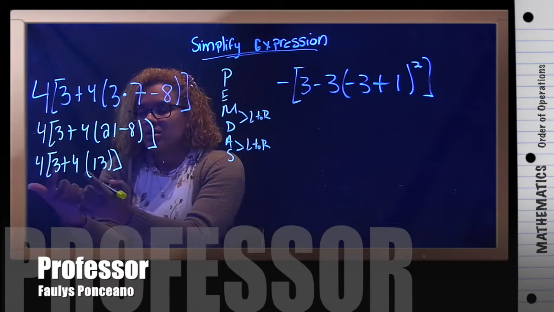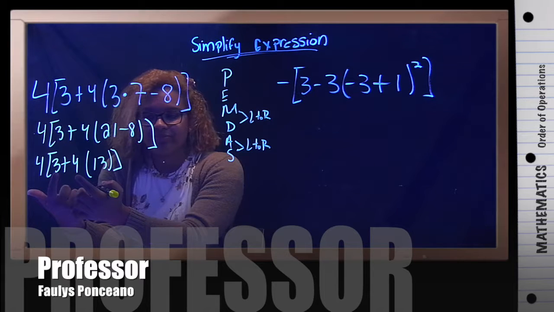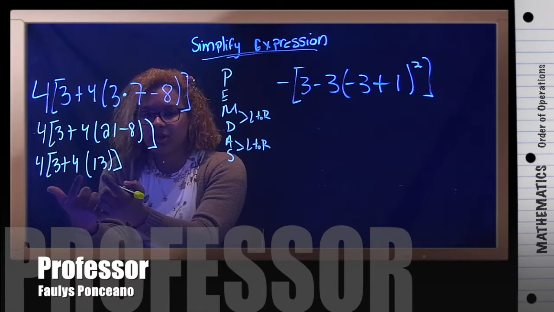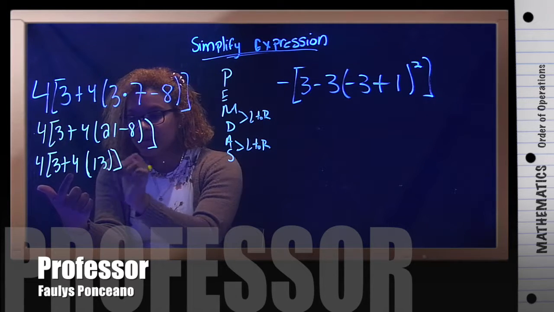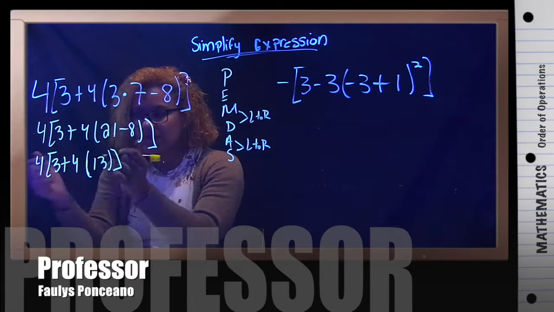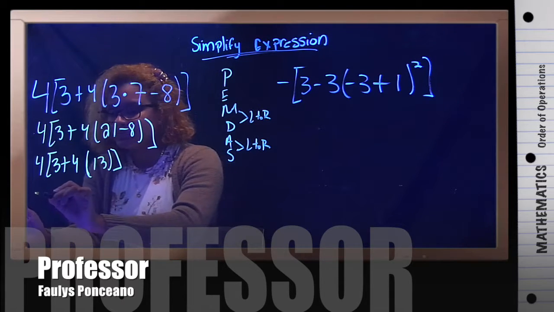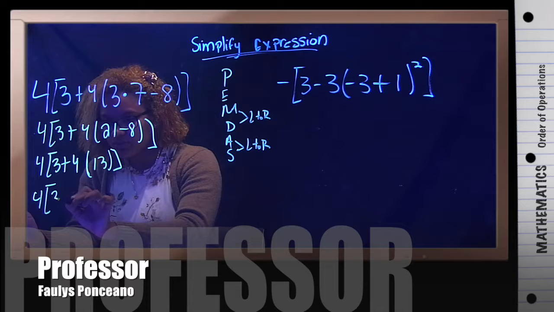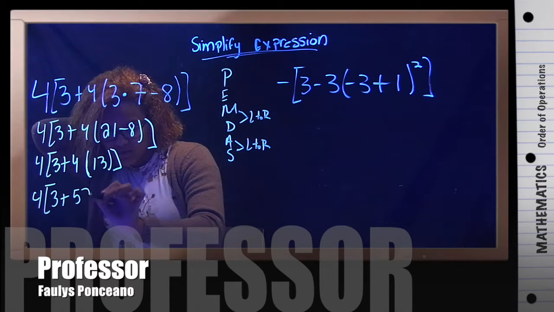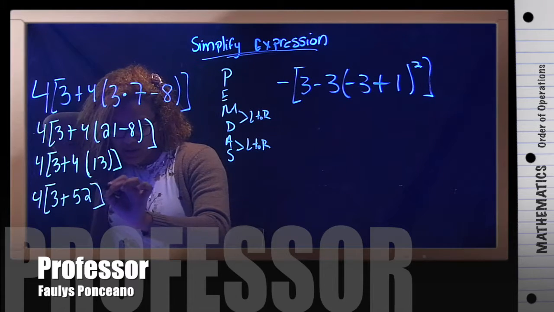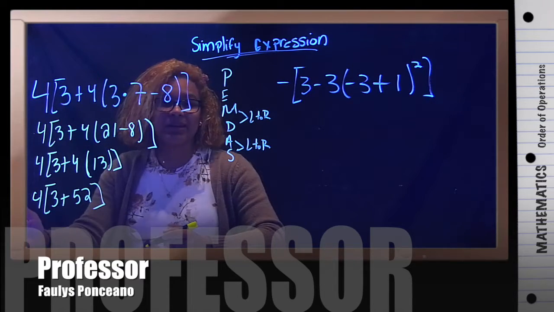So, can I do this addition? Or can I do this multiplication? Notice that a number times a parentheses is a multiplication right here. So I'm going to do 4 times 13, plus the 52. Double check my multiplication. Sometimes I can be wrong.